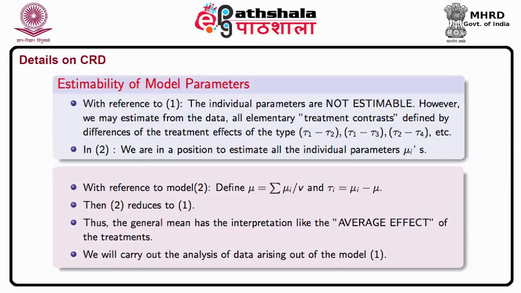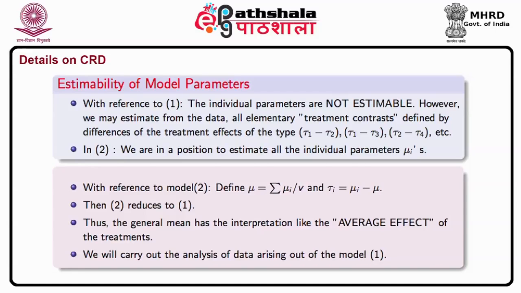That's why you should note carefully that the notations are made even different so that there is no confusion. One is mu plus tau I, other is simply mu I. Mu I is the effect of the treatment I. And when you write mu plus tau I, it is the extra effect beyond the general mean mu. That is how we separate out the interpretations.